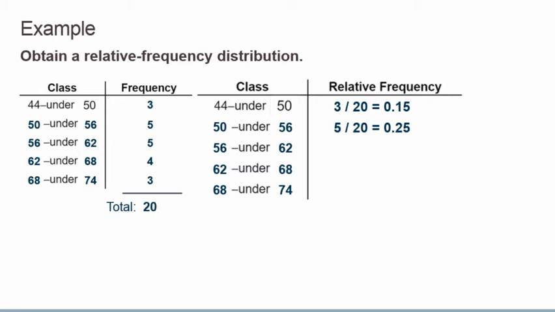56 to under 62 also has a frequency of 5. 5 divided by 20 equals 0.25. The class 62 to under 68 has a frequency of 4. 4 divided by 20 is 0.2, or 0.20. The class 68 to under 74 has a frequency of 3. 3 divided by 20 is 0.15. Your relative frequencies should add up to 1. I can check my work by adding 0.15 plus 0.25 plus 0.25 plus 0.2 plus 0.15, and it does equal 1.